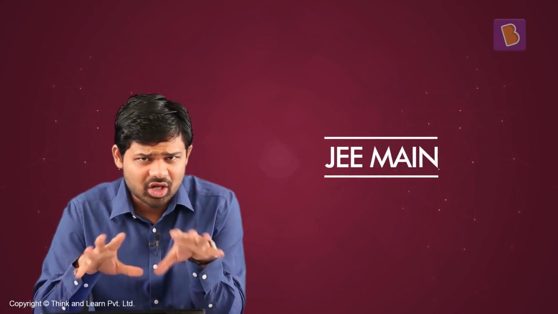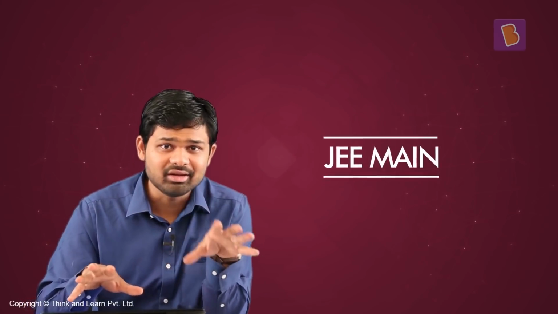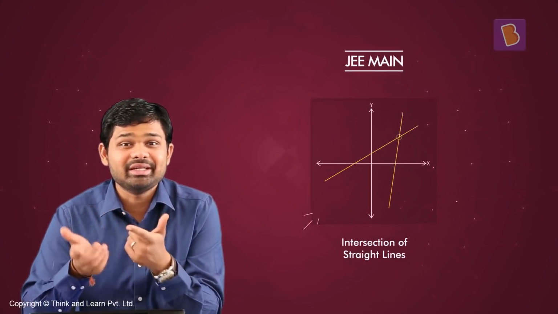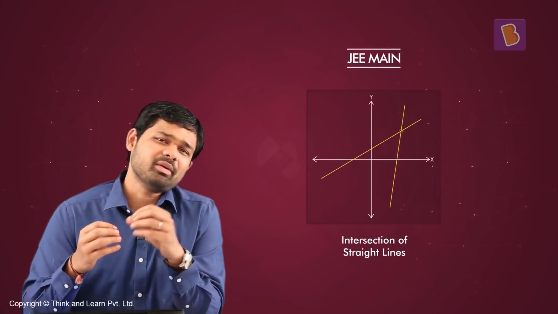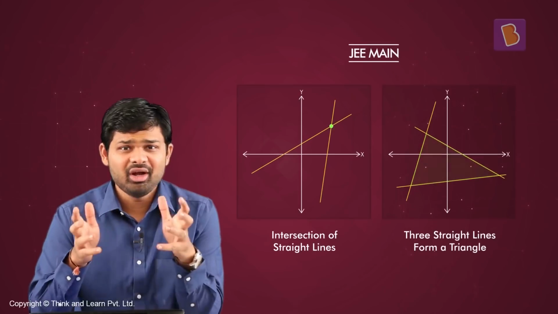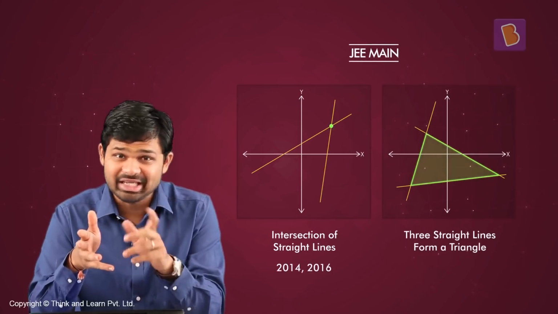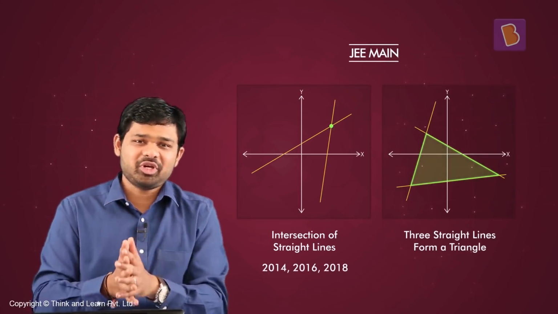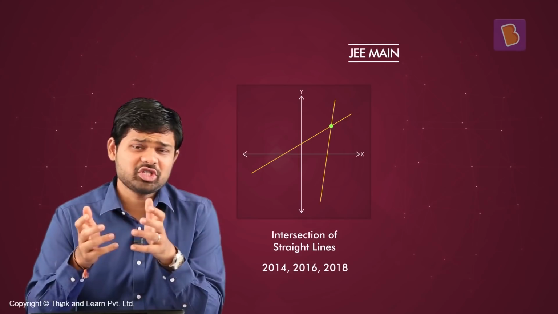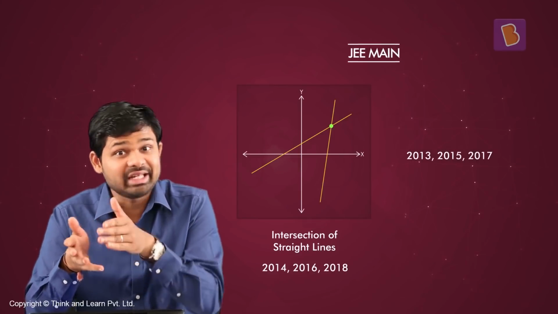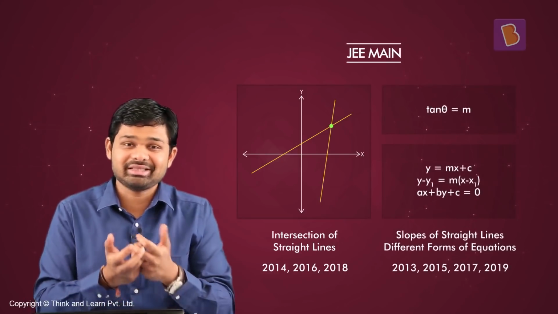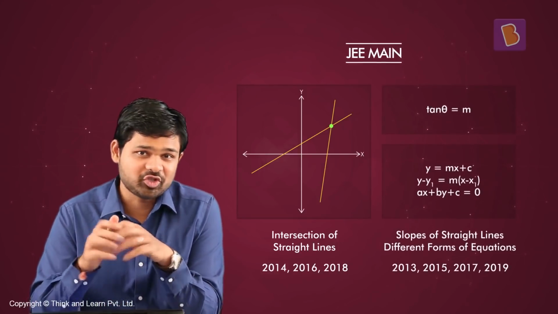In the main examination, the concepts which are covered from straight lines are not too many. Normally, questions which come are based on intersection of straight lines or probably 3 straight lines forming a triangle. Some interesting concepts from there are tested. 2014, 2016, 2018, all these 3 years, we had questions in the main examination from intersection of straight lines. Of course, in 2013, 15, 17 and 19, the questions which came mostly tested your knowledge on slopes of straight lines and different forms of equations of straight lines.